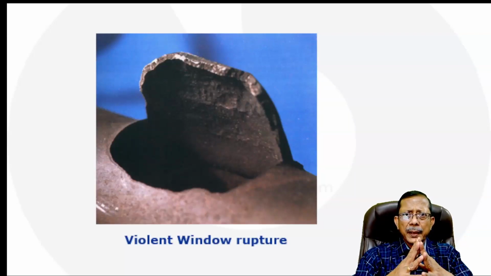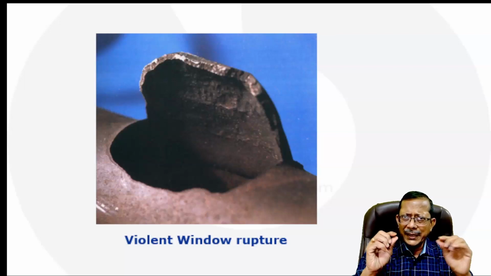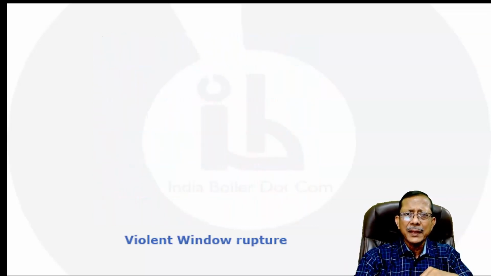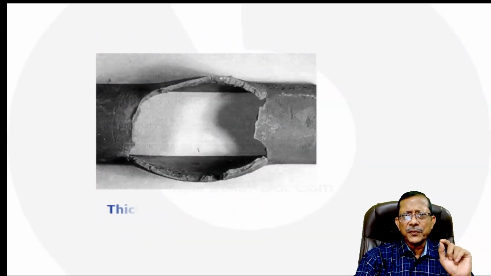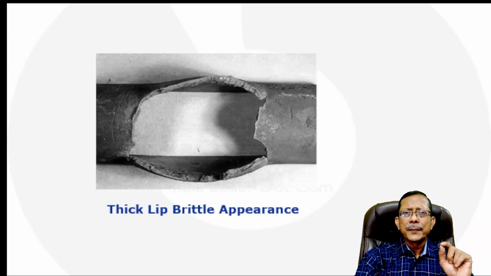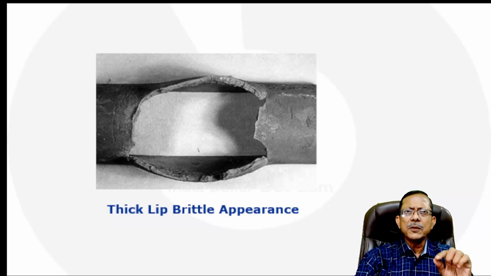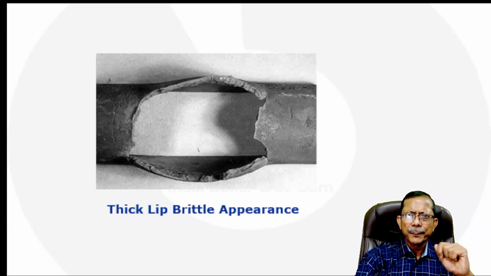And if you see, there is no thinning of the component, right? It's basically a thickly fractured lip, and the thickly fractured lip, if you see, will look brittle, right? So a window type of opening is very typical of hydrogen embrittlement. If you see the cracked lip, it looks brittle, right? So you can understand that this component is not behaving like steel. It's a brittle component.